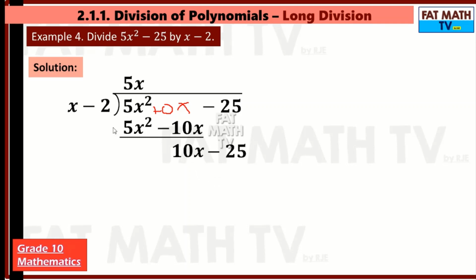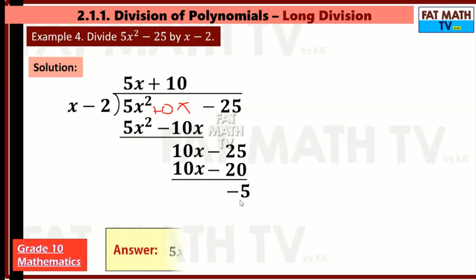So 10x divided by x is positive 10. 10 times x is 10x. And then 10 times negative 2 is negative 20. And then subtract. 10x minus 10x is 0. And negative 25 minus negative 20 is negative 5. So we have a negative remainder here.